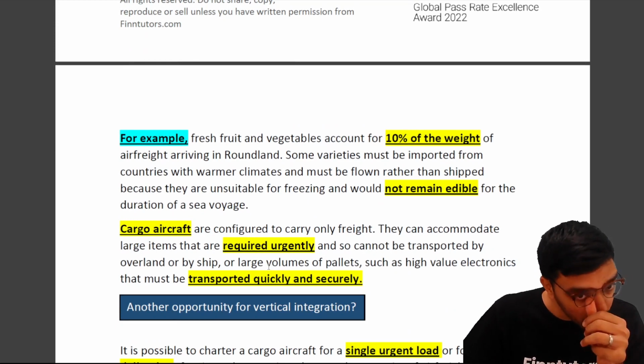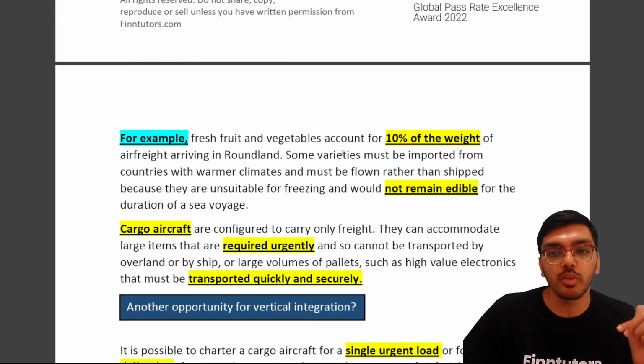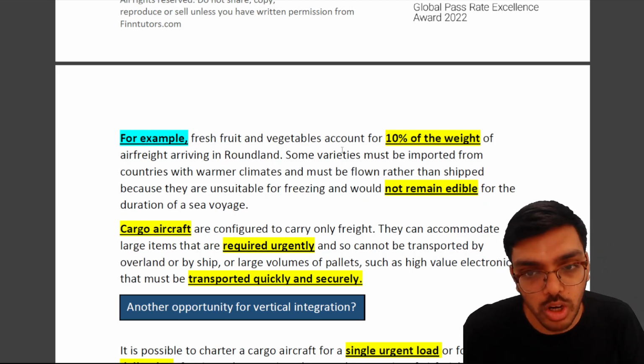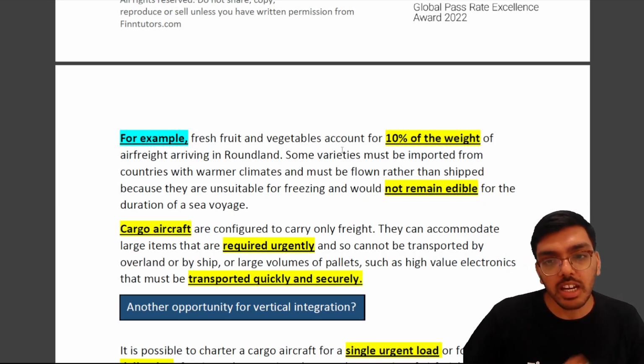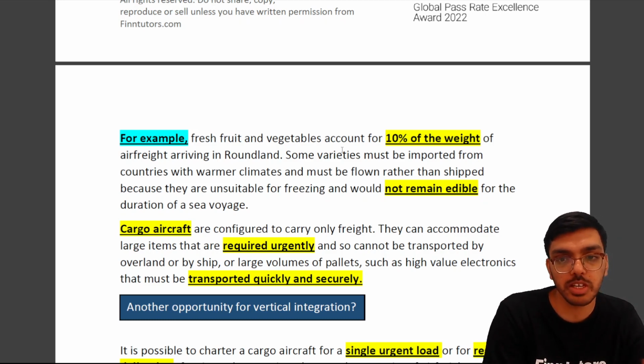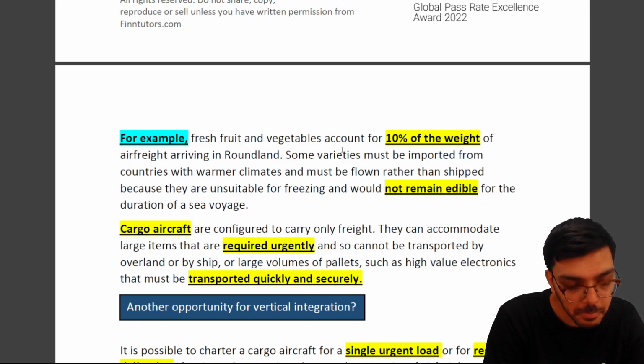For example, fresh fruit and vegetables account for 10% of the weight of air transport arriving in Roundland. Some varieties must be imported from countries with warmer climates and must be flown rather than shipped because they are unsuitable for freezing and would not remain edible for the duration of a sea voyage. So the major reason for using air transport is perishability.